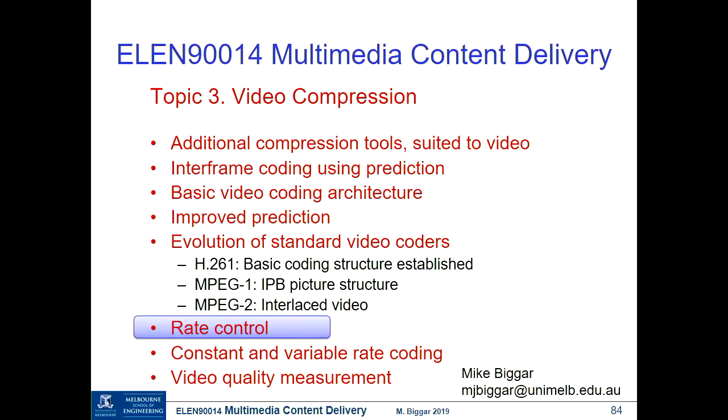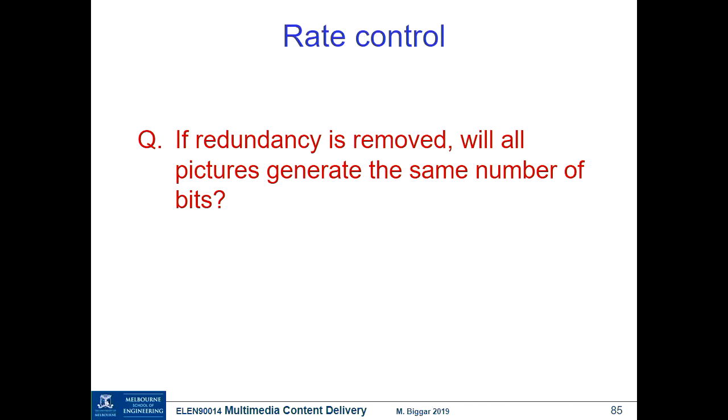So what I'd now like to talk about is, now that we have a feel for some of these basic coders and the tools that are used and what's generated, let's consider what rate is generated by a video coder. Starting with this question: if we remove redundancy, and that's our objective, from our sequence of video pictures, will all of them generate the same number of bits? Like, will we have 4,000 bytes for every frame? We won't, will we?